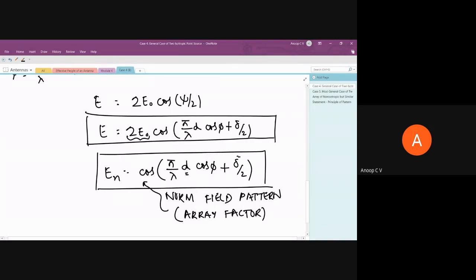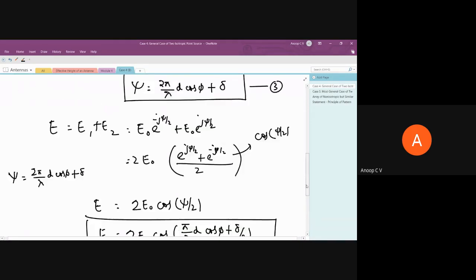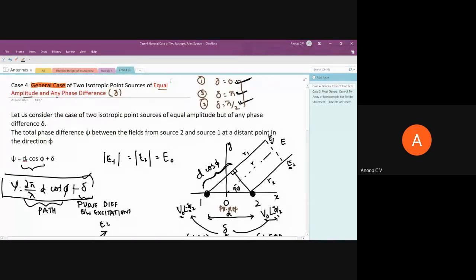So maybe by making delta a variable, we can make an animation in GeoGebra or MATLAB, say delta from 0 to pi. As delta changes, we can see how this normalized field pattern changes, in which direction we will have maximum, minimum, and so on. So this is the most general case for case 1, 2, and 3. So this is case 4, two isotropic point sources with equal amplitude and any phase difference.